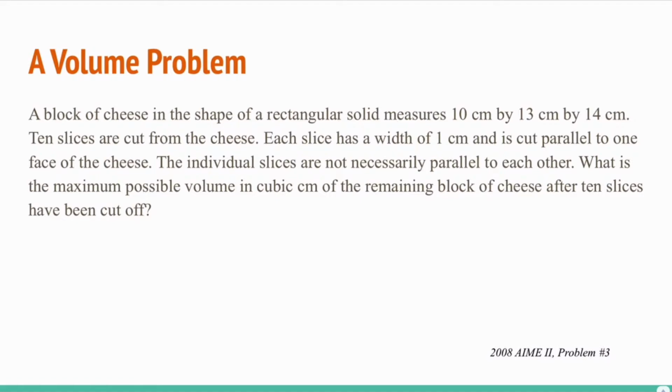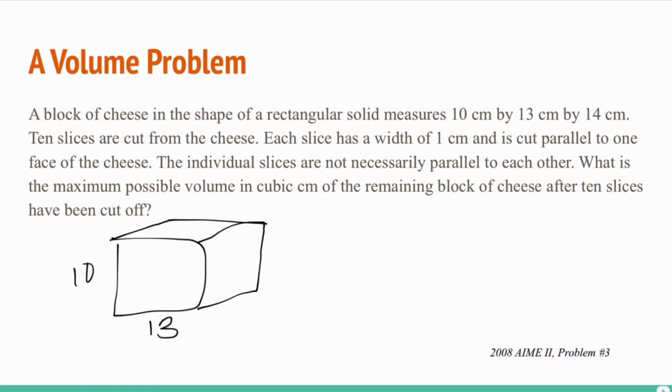cut off? So after drawing the diagram of the cheese, which is 10 centimeters by 13 centimeters by 14 centimeters, nothing really pops out. But if we think about it, whenever we cut a slice, we reduce one side by 1 centimeter, and the other two sides stay the same. And we want to reduce the least volume per cut. To do that, we just have to reduce the least volume, so the least area of a face.